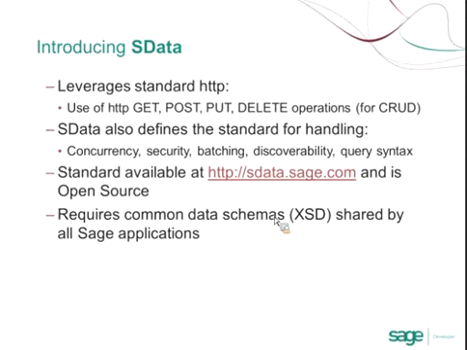What is used in SData is common data schemas, and these are schemas for data models based on XSD, which is the XML schema definition. And this involves data that is shared across Sage applications. And this is important in SData because it means consumers can receive standard information from Sage applications. Quite a leap forward for Sage, who has grown from a legacy of having lots of different data models and lots of different data structures.